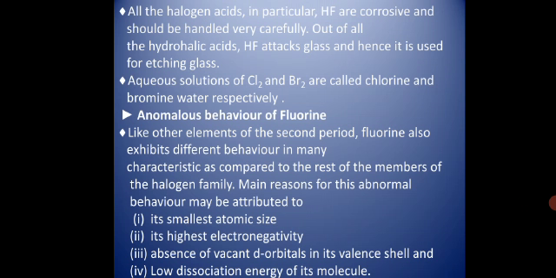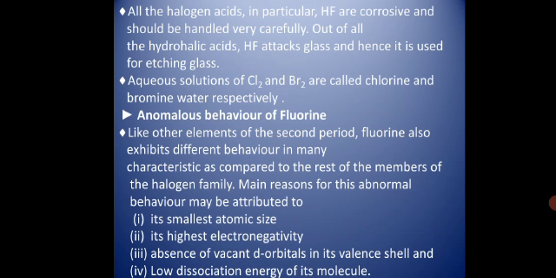Due to these reasons, fluorine shows abnormal behavior. Now, what is the abnormal behavior of fluorine? Fluorine is much more reactive than other elements of the group. This is due to the very low value of the F-F bond dissociation energy. So fluorine is much more reactive than chlorine, bromine, iodine, and astatine.